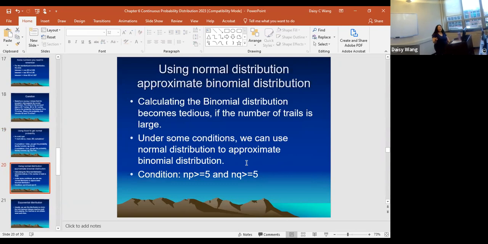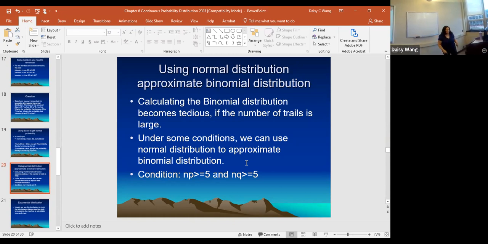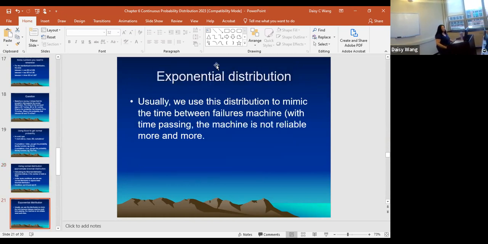Last time we talked about the binomial distribution, and remember the formula is very annoying, right? So the statisticians found out that if the sample size n is big enough, when n times p and n times q are greater than 5, then we can pretty much use the normal distribution to replace the binomial distribution, okay? But that's when the sample size is huge.